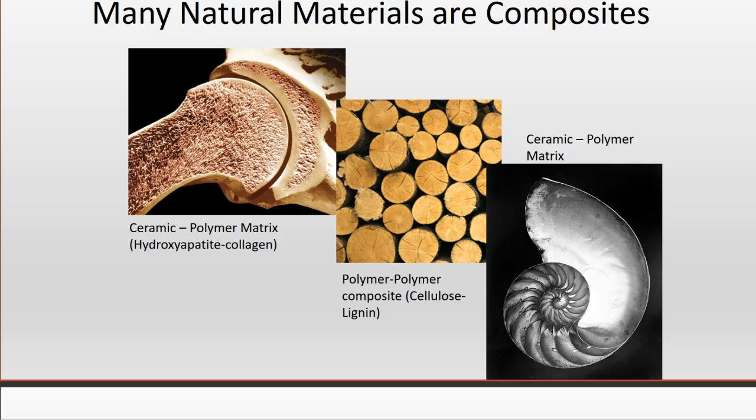Many natural materials are composites. For instance, bone is a ceramic polymer matrix, where the ceramic is hydroxyapatite and the polymer is collagen. Wood is a polymer-polymer composite formed of hard, strong cellulose encased in lignin. And shells are an example of a ceramic polymer matrix.